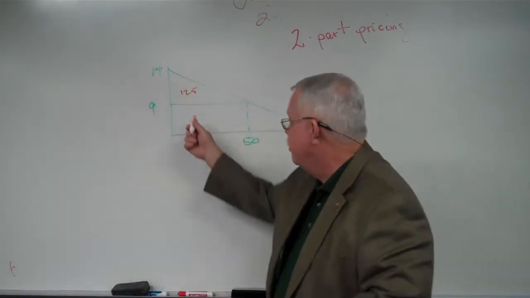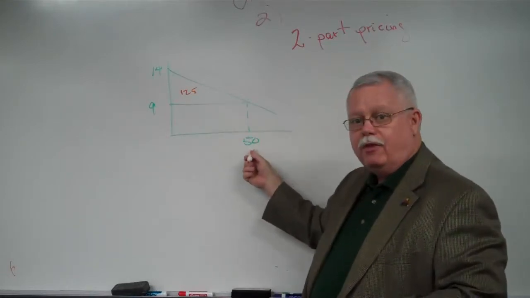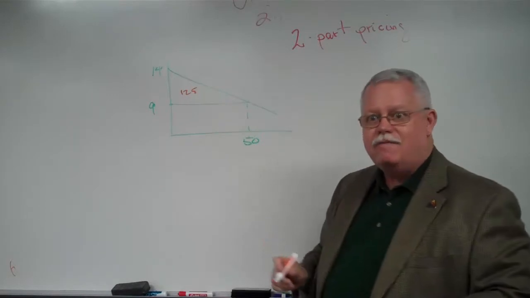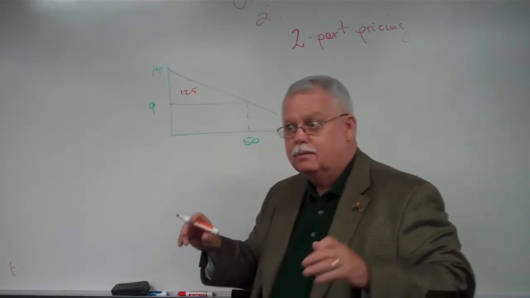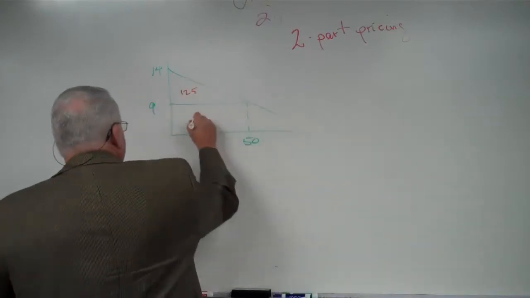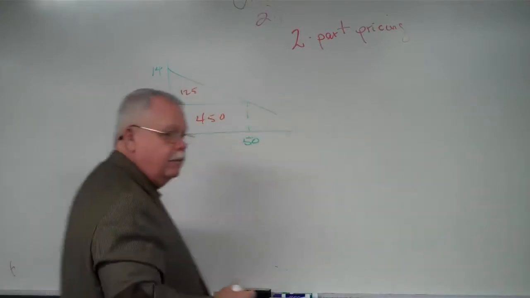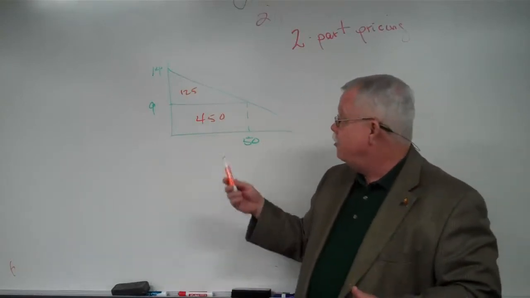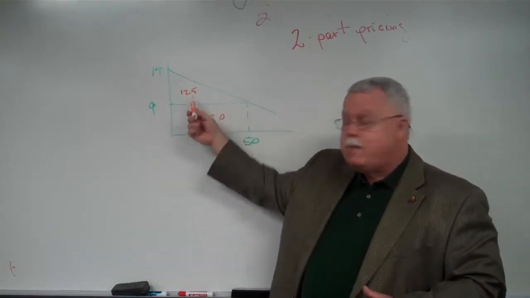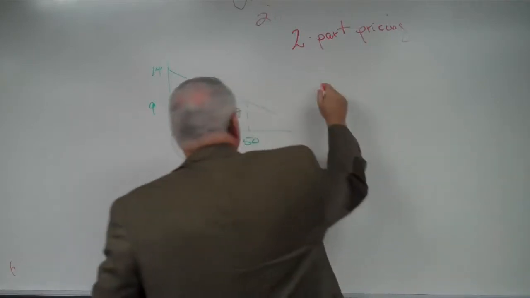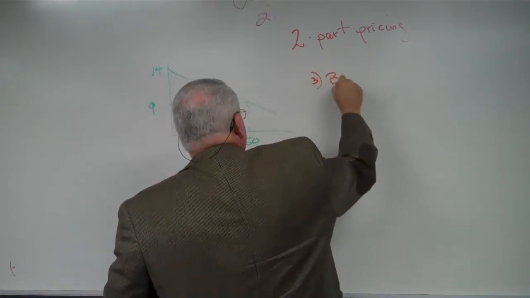How much was the customer going to spend when he bought these 50 things? $9 a piece. What's 9 times 50? 450. He was going to spend $450. You with me so far? Two-part pricing, we'd have said $125 for your membership, and you can buy them for $9 a piece. Instead, we're going to do option number 3, called block pricing.